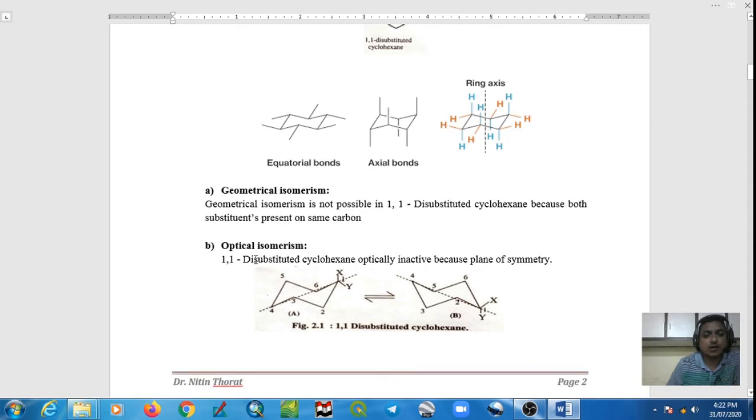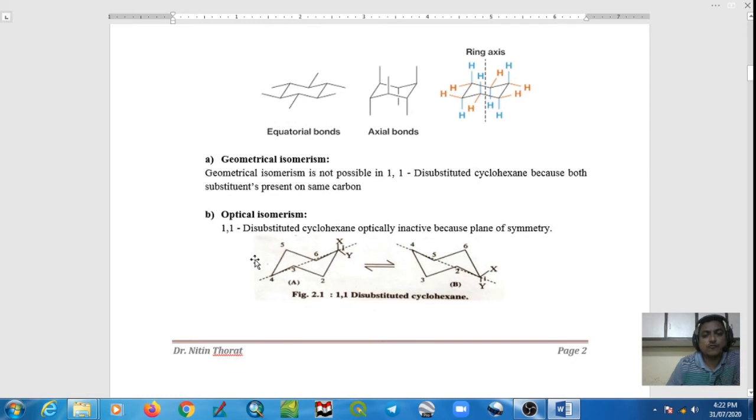Let us talk about optical isomerism. In case of 1,1-disubstituted cyclohexane, it is optically inactive. Why is 1,1-disubstituted cyclohexane optically inactive? It is optically inactive because of a plane of symmetry. This is a plane of symmetry passing through C1, C4 carbon. So remember, 1,1-disubstituted cyclohexane is optically inactive because of the plane of symmetry passing through C1 and C4 carbon.